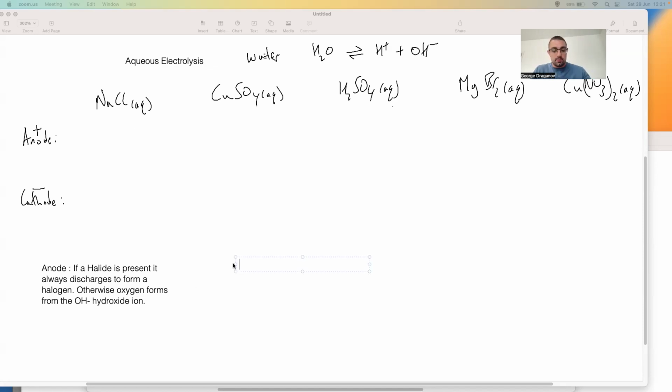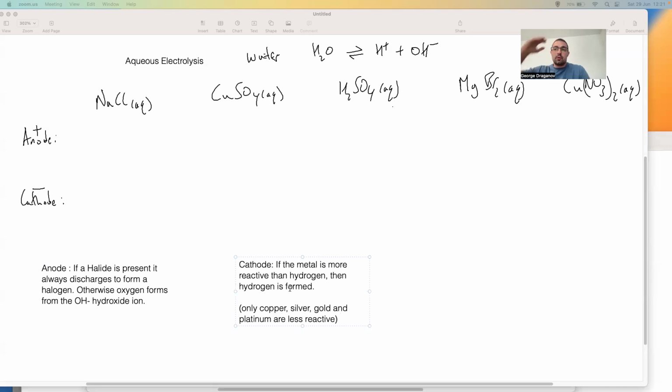The second rule is the cathode rule. And the rule is, you can put it in different ways, but if the metal is more reactive than hydrogen, then hydrogen is formed. Only copper, silver, gold, and platinum are less reactive. So unless you have one of these, you will always get hydrogen. So if you think about the periodic table, most of the time you're going to get hydrogen as your equation.